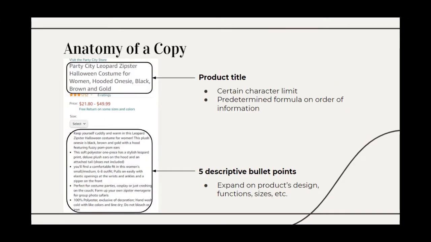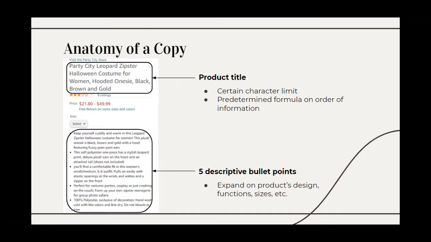Before we get started on analyzing some of my work samples, I want to go over the anatomy of a product copy. I've attached a photo of an Amazon listing copy, and as you can see, the first part of the listing is the product title. Product titles usually have a certain character limit that you cannot exceed, or else some information will be excluded when displayed on a screen. And there is usually a predetermined formula on the order of information regarding the product. In this particular example, it would be brand, the type of product, the customer, and the components that come in the costume kit.